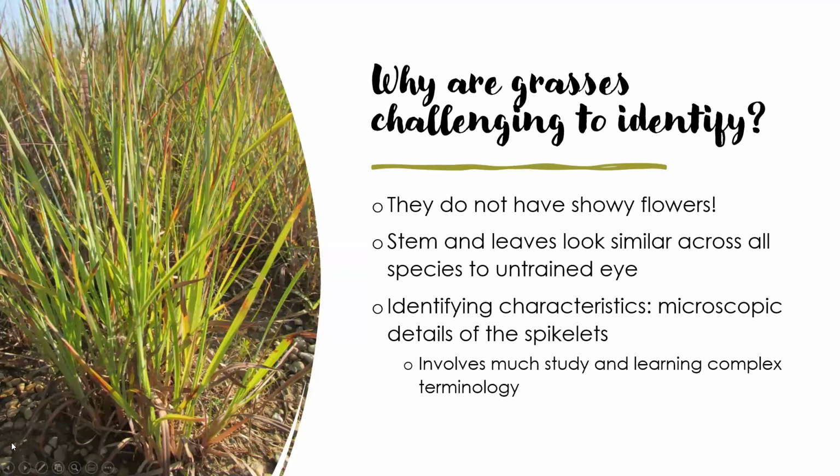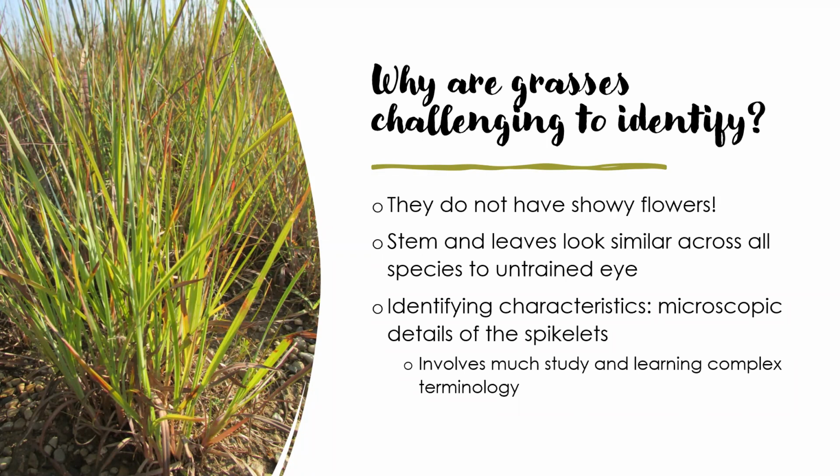So we're already getting clues to why grasses are challenging to identify. Mainly, we talked about how they don't have those showy flowers. The stem and leaves look similar across all species to the untrained eye, and often the identifying characteristics are microscopic details of the spikelets. Oftentimes this can involve a lot of complex study and learning terminology, and that can just be really intimidating to the beginner, right?